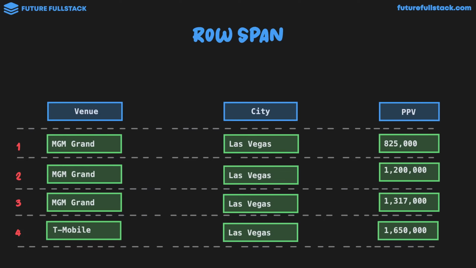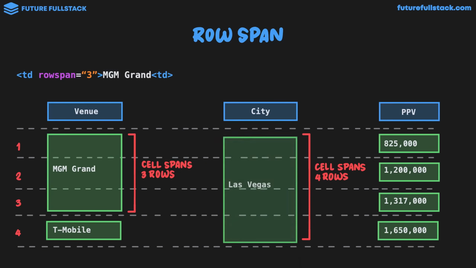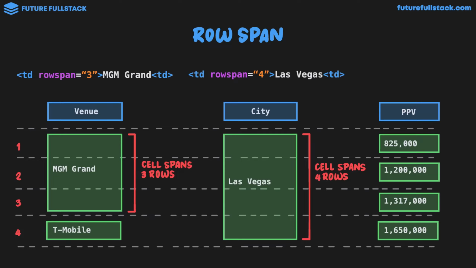Looking at the venue column first, the cell MGM Grand is repeated 3 times. So here, we want this cell to span 3 rows, to end up looking like this. To achieve this, we can write rowspan equals 3 inside the first table data cell containing MGM Grand. I want to do the same thing in the city column. We have Las Vegas repeated 4 times. Instead, we want this cell to span 4 rows. So it ends up looking like this. To achieve that, we would add rowspan equals 4 into the first table data element containing Las Vegas.